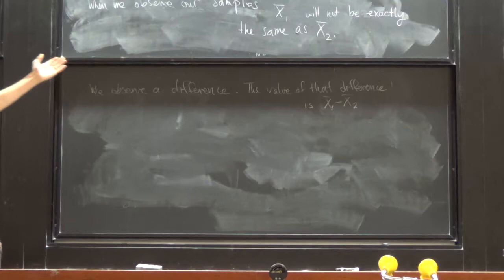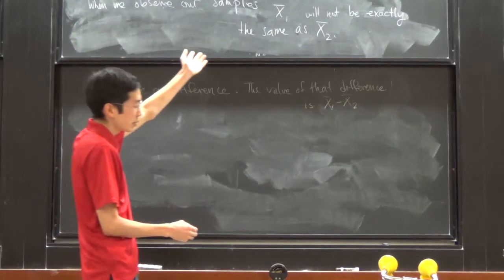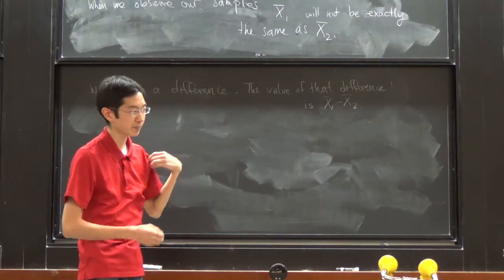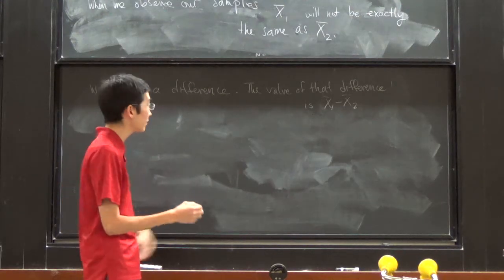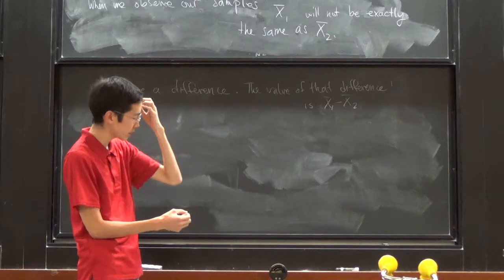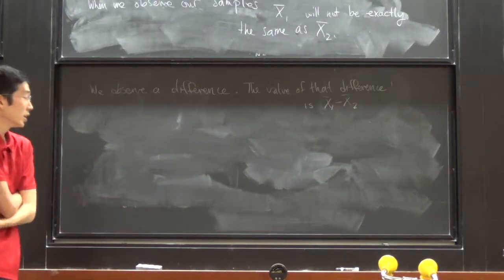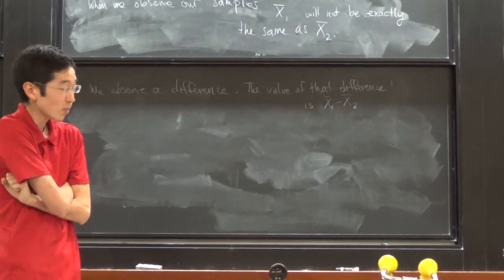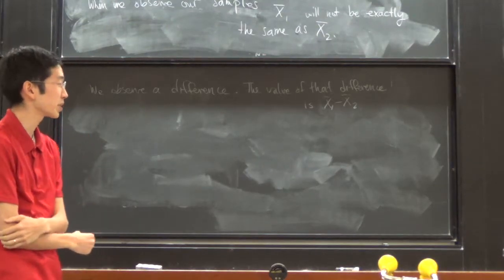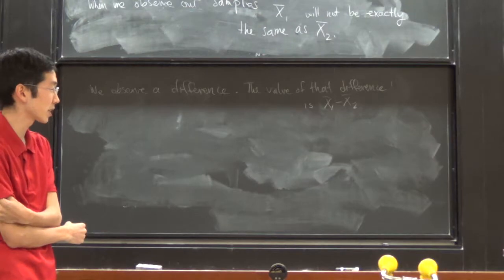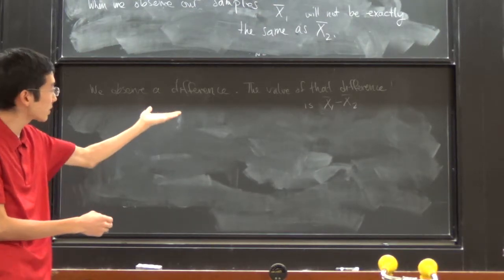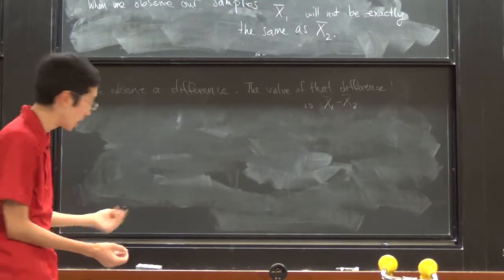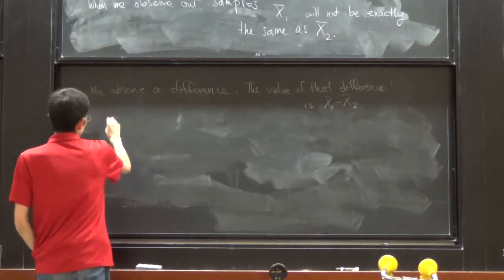So when we observe our samples, we're expecting x1 bar to be pretty close to x2 bar, but of course they're not going to be exactly the same. Even if the null hypothesis is true, when you take two random samples, we're expecting the means of the samples to be close, but they're not going to be exactly the same. So is the difference that we observe between x1 bar and x2 bar significant or not? Again, that's our question.